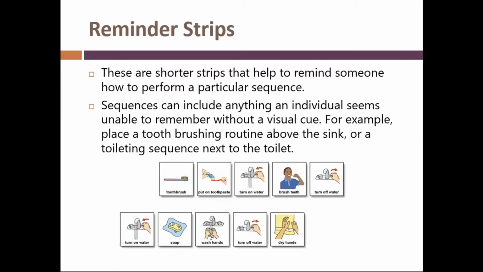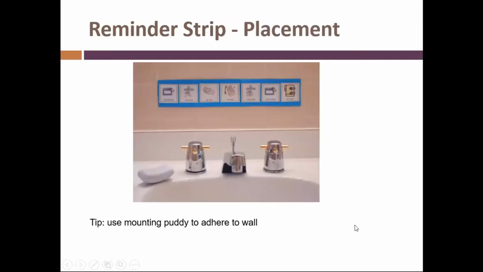So for example, you could put the toothbrushing one right above the sink, or the toilet sequence next to the toilet. So I have all of these. I'm going to email these to you. So if this is something you want to print off, laminate, and put wherever in your bathroom, if you're using these kind of sequences, I have these for you. I think these are amazing. And I have a picture on here. There we go. So there's an example. They just have it right above the sink in this picture.